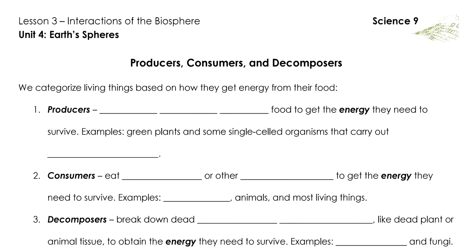Okay, on to producers, consumers, and decomposers. This is basically how we categorize every living thing on Earth, according to its function. So, producers make their own food.